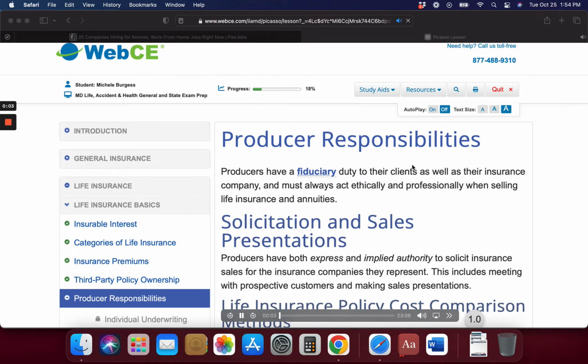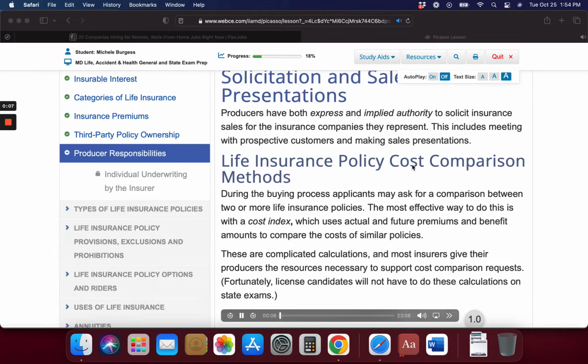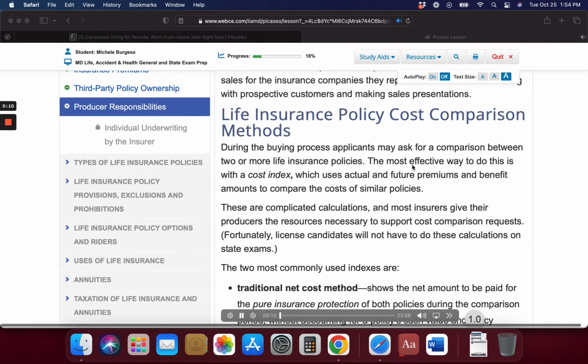Producers have a fiduciary duty to their clients as well as their insurance company, and must always act ethically and professionally when selling life insurance and annuities. Solicitation and sales presentations. Producers have both express and implied authority to solicit insurance sales for the insurance companies they represent. This includes meeting with prospective customers and making sales presentations.